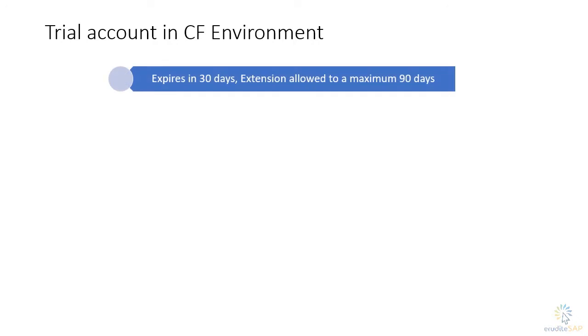The trial account in Cloud Foundry environment expires in 30 days. The extension is allowed to maximum 90 days. It means that once you activate your Cloud Foundry environment, you will be given a limit of 30 days. But at the end of 30 days, you will be allowed to extend it to 60 days more. So the total will be 90 days.